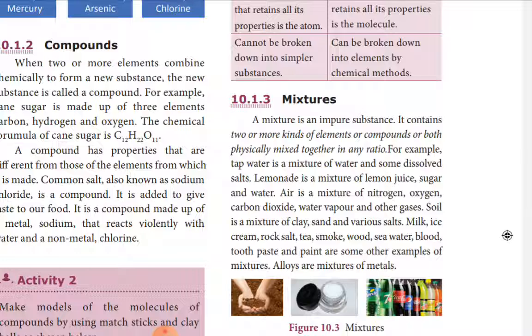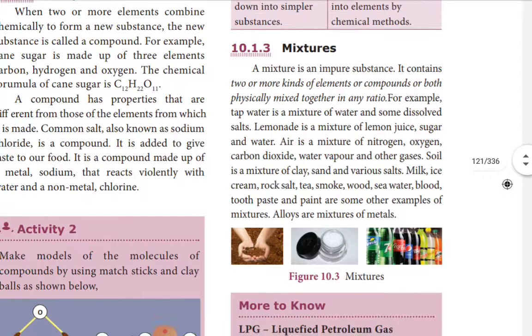The next to see is mixture. A mixture is an impure substance, because a mixture constitutes more than one kind of element or compound. They are physically mixed together, not chemically combined. So you can note down the definition of mixture.